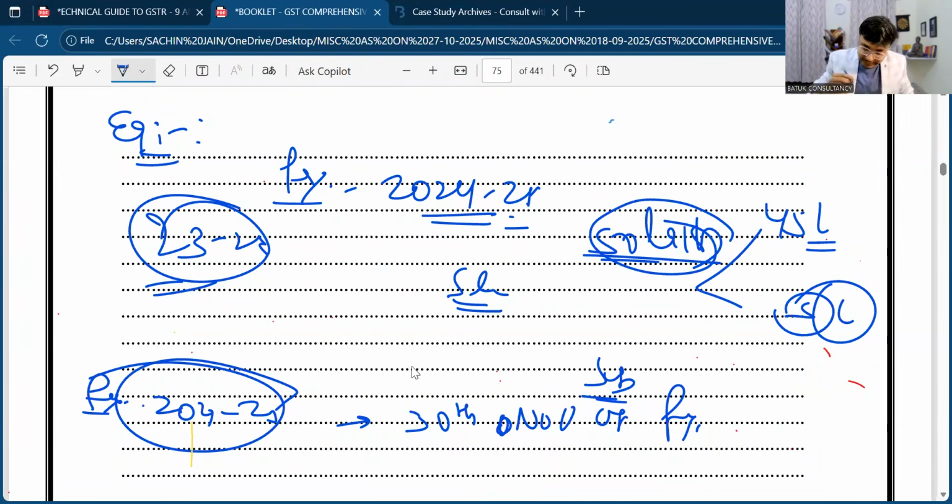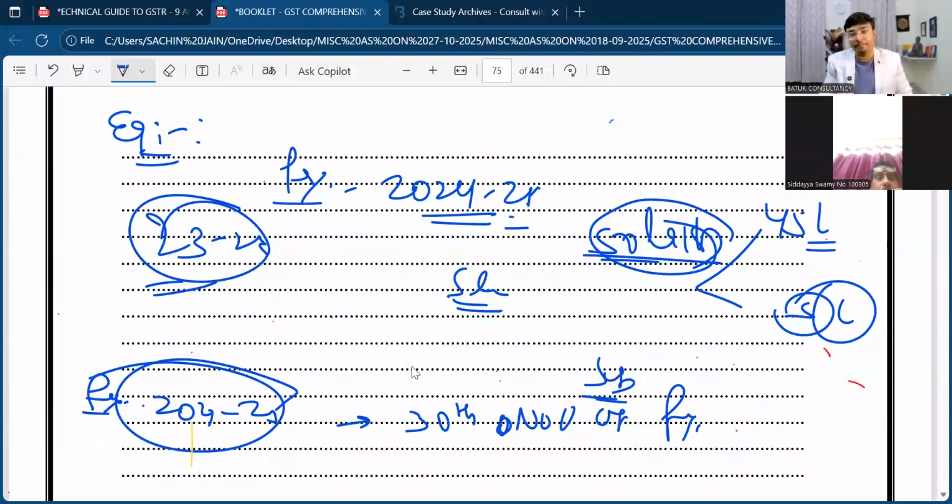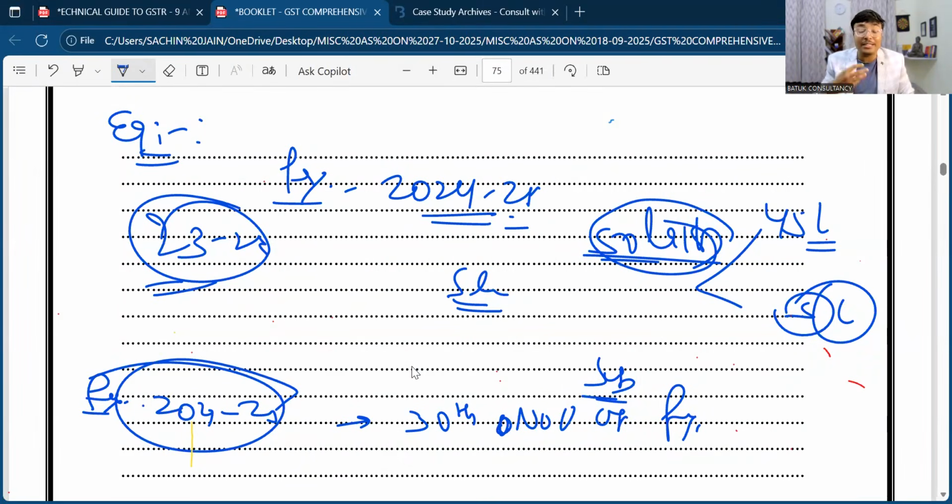Now till 2023-24, in GSTR-9 no option was available to show that 5 lakh rupees separately. And due to that, there may be chances of multiple disputes in future regarding the claimability of input tax credit.